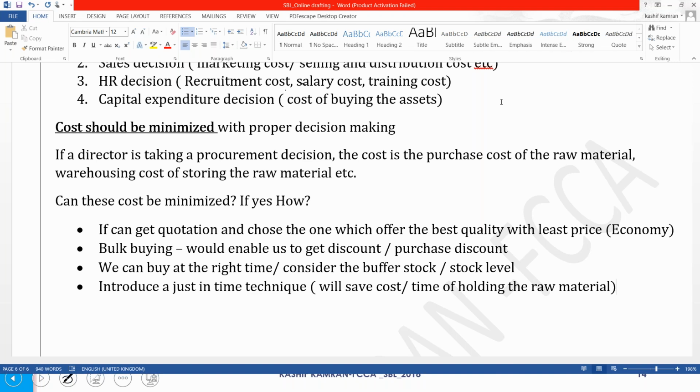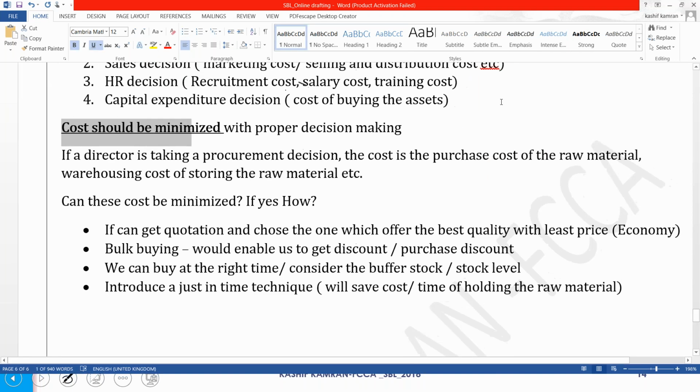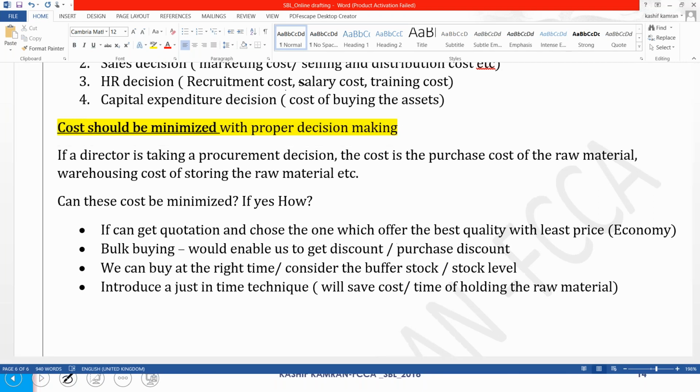Is the transaction cost theory telling us that the director should not take a decision? Or is the transaction cost theory telling us that the director should take a decision but should try to reduce the cost? So what's the emphasis of the theory? The cost should be minimized with proper decision making. And I hope you're getting that track with this example.